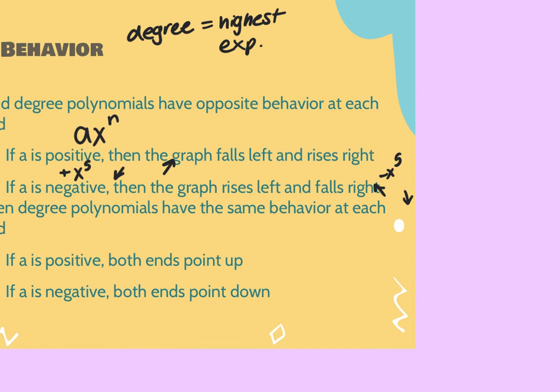So think like an x to the 3rd, right? An x to the 3rd goes up to the right and down to the left. That's consistent with what we're talking about. It's got an odd exponent. If it's positive, it goes up to the right, down to the left. If it was negative, it would reverse.